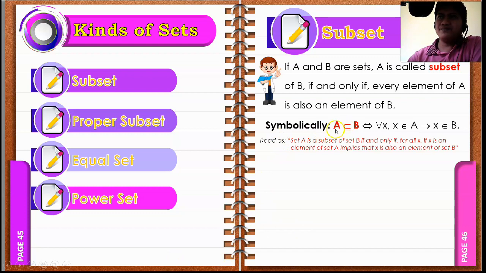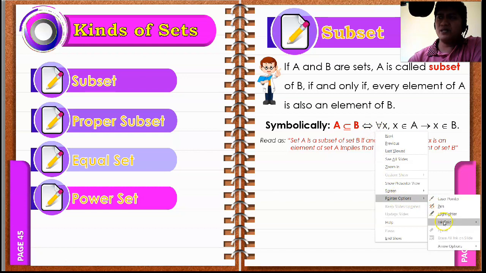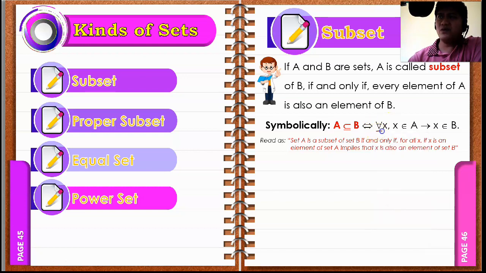Symbolically, this is read as set A is a subset of set B if and only if for all x, x is an element of set A implies that x is an element of B. As I said earlier in our symbols, this stands for "for all." In other words, A is a subset of B if x is an element of A, then it is also an element of B.